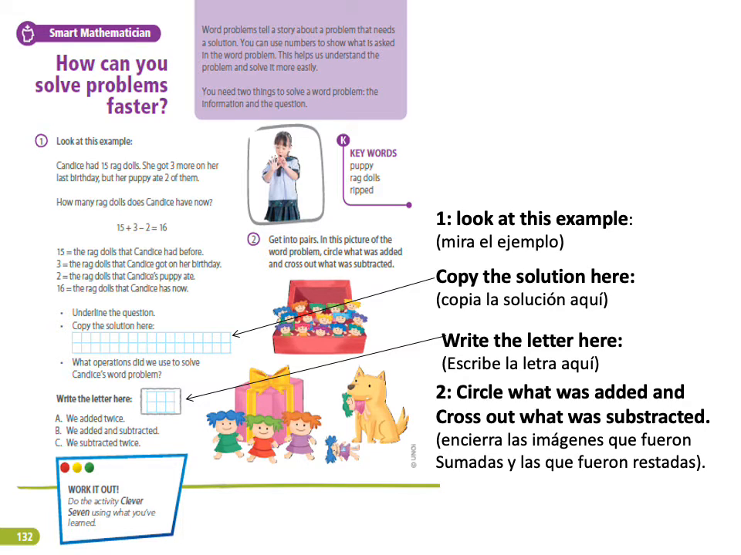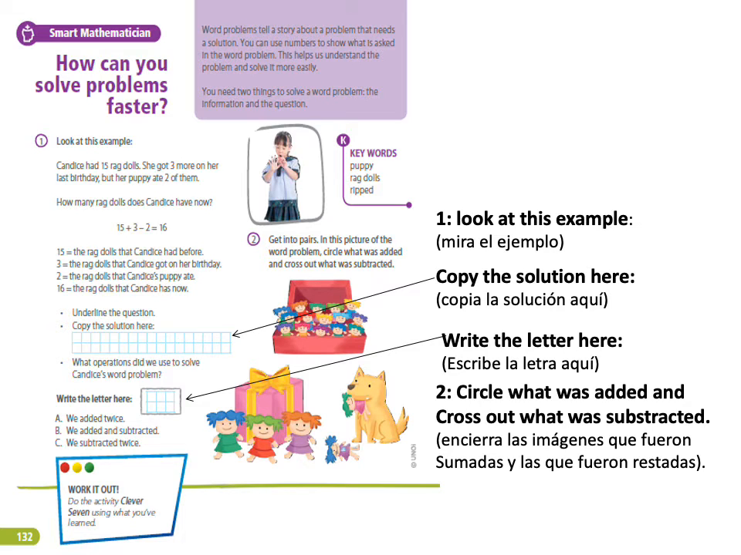So, exercise 1. Look at this example. Candice had 15 rag dolls. She got 3 more on her last birthday. But her puppy ate 2 of them. Oh! How many ragdolls does Candice have now?